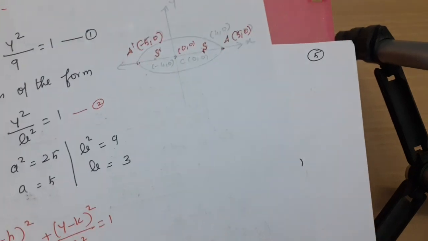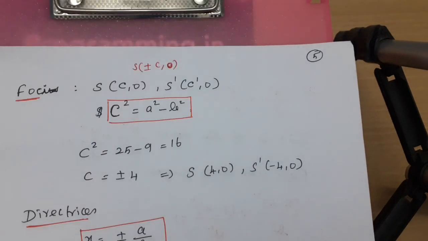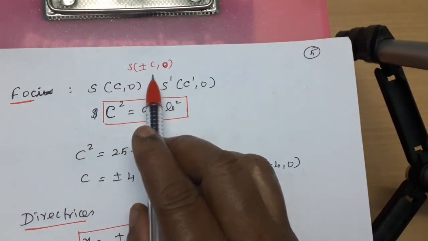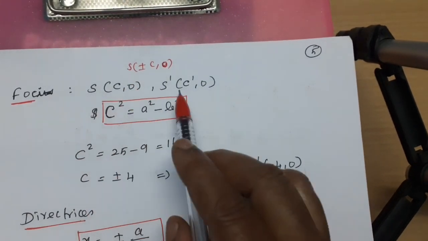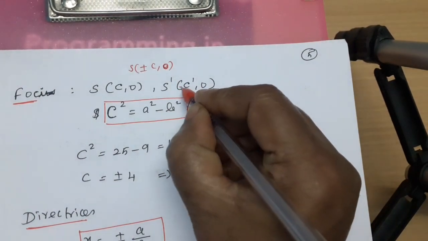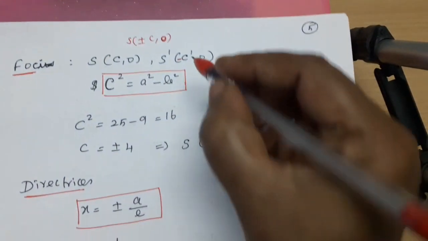So the vertices are plus or minus a comma 0. Remember that one. The foci are plus or minus c comma 0, which we rewrite as S of c comma 0 and S dash of minus c comma 0.